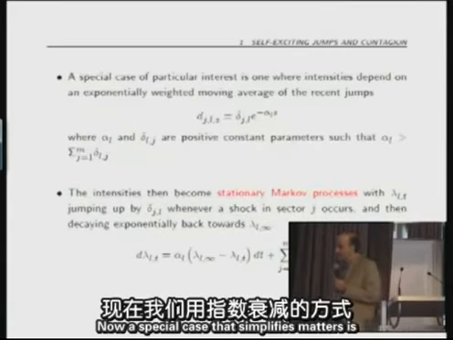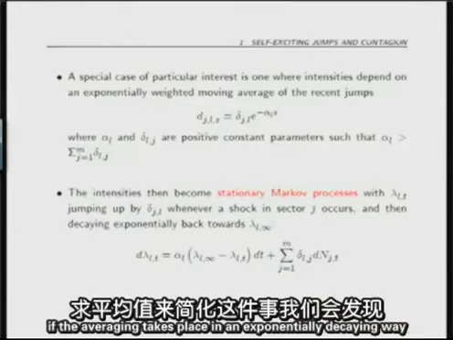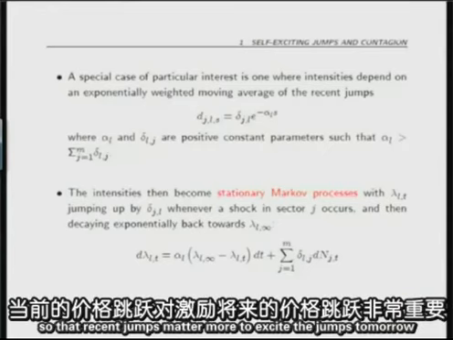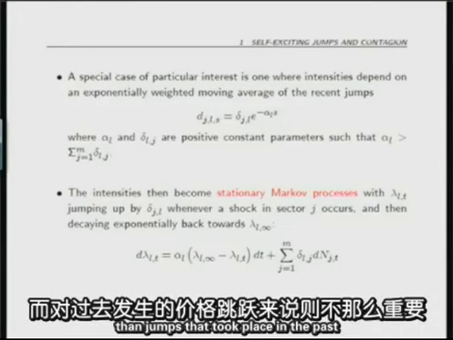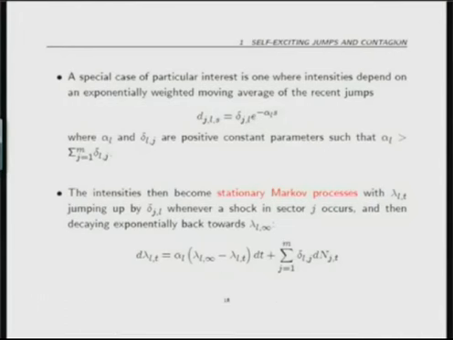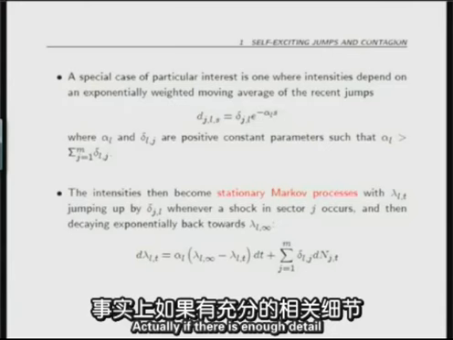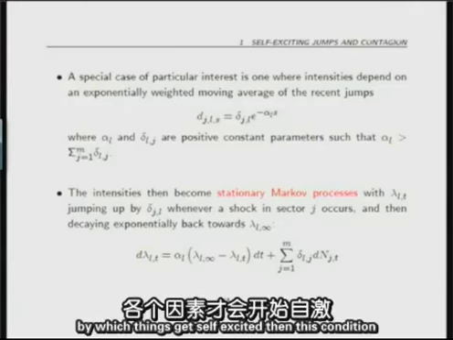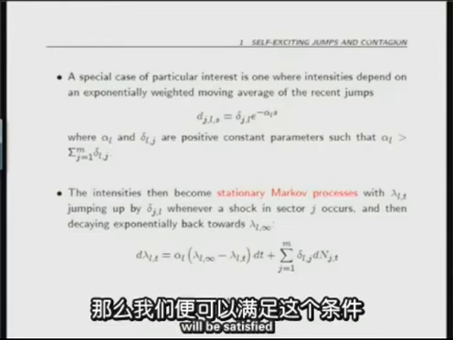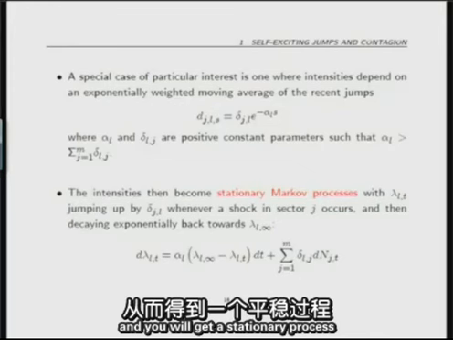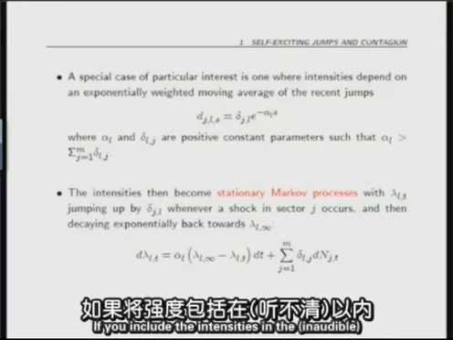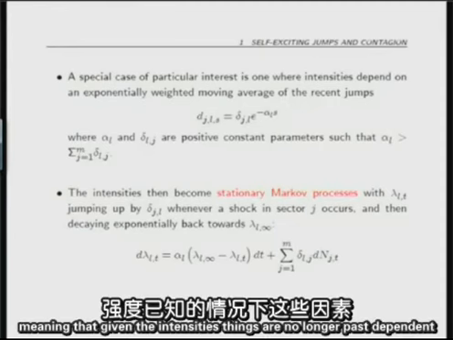Now, a special case that simplifies matters is if the averaging takes place in an exponentially decaying way, so that recent jumps matter more to excite the jumps tomorrow than jumps that took place in the past. And if there is enough decay relative to the amount by which things get self-excited, meaning that this condition is satisfied, then you're actually going to get a stationary process. And if you include the intensities in the state vector, it's actually a Markov process, meaning that given the intensities, things are no longer path-dependent.